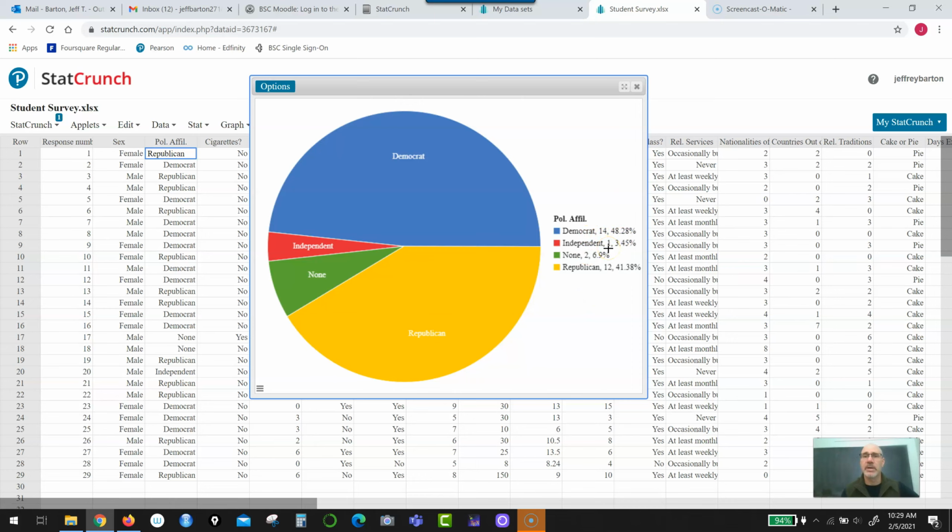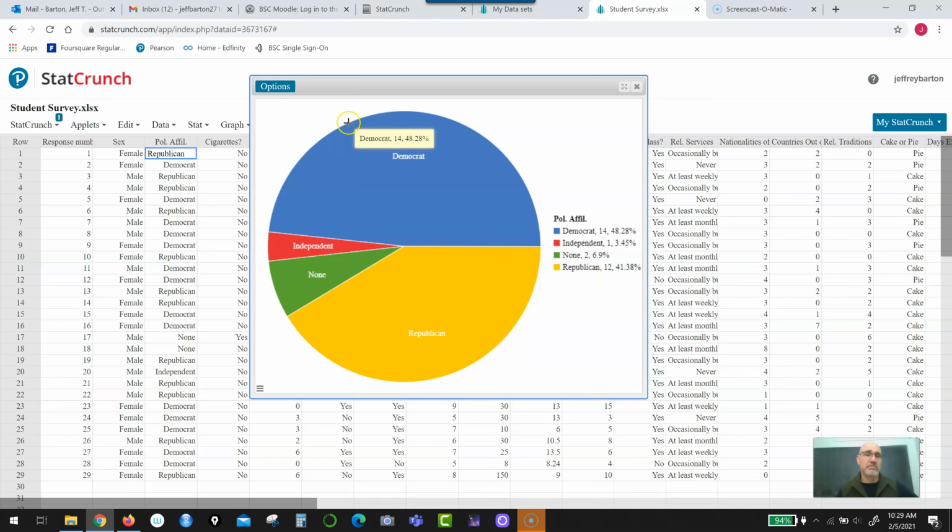One person identified as independent, 3.45%. Two had no identification. And then there were 12 who identified as Republicans at 41.38% for the relative frequency.